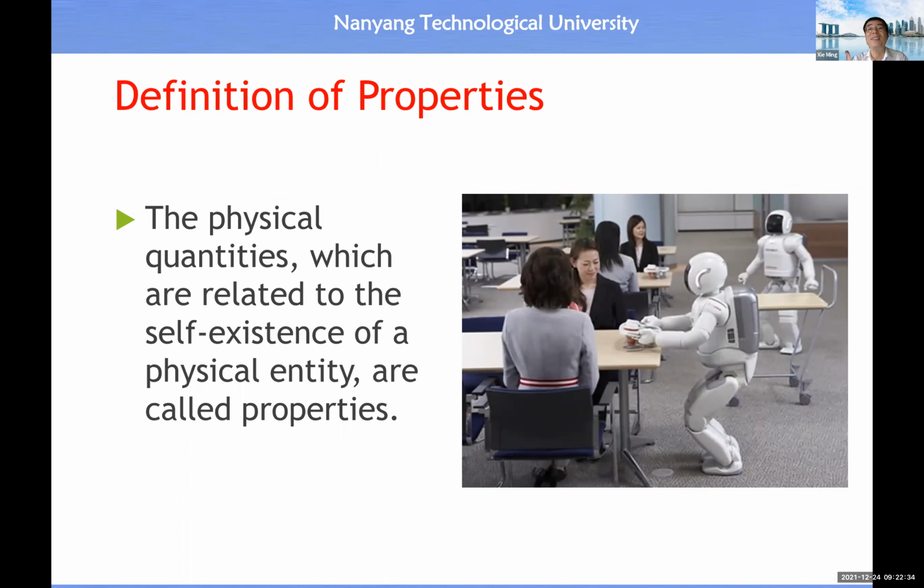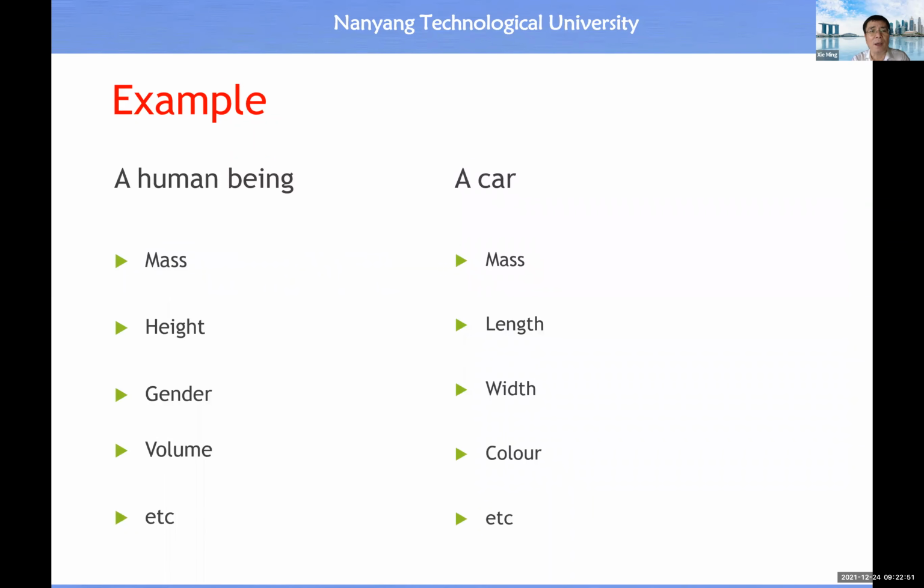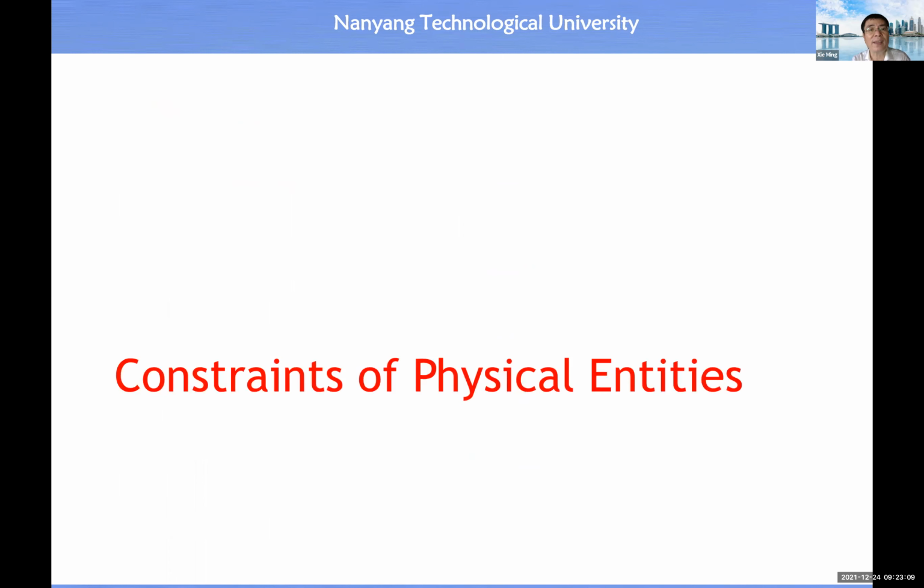So now we can define what a property is. The physical quantity which is related to the self-existence of a physical entity is called the property. So this is the definition of property. For example, for a human being, we have properties which include mass, weight, gender, volume, etc. For a car, we can name a list of properties such as mass, length, width, color, etc. So that's about the understanding of property of the physical entity.